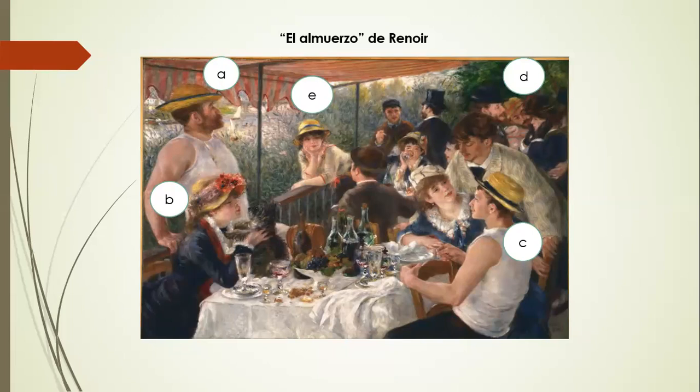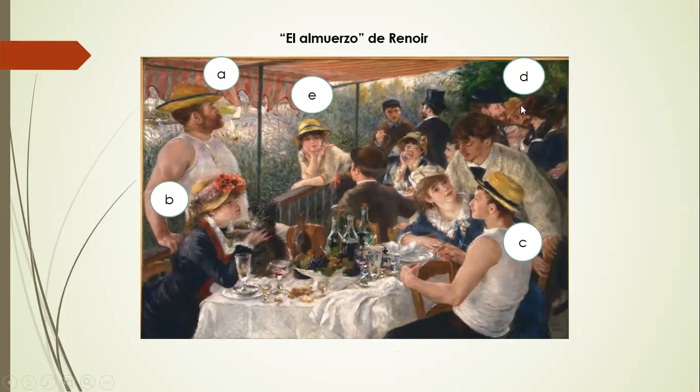And here we have the people in this painting labeled A, B, C, D, and E. Look at this. The man that is leaning on the handrail is A. Look at the man. And there is a young lady sitting at a table holding a dog, as you can see, with the letter B. And there is another young lady leaning on the handrail, that is letter E.